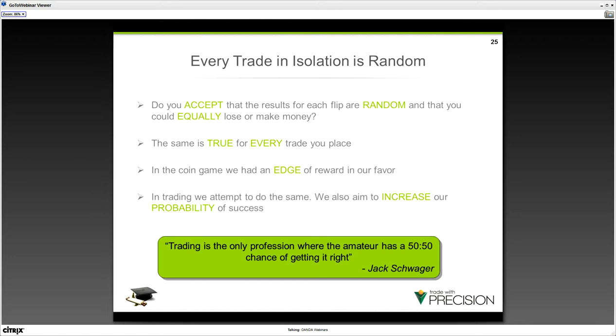So just like the coin toss example that we just looked at, you had to accept that the results of each coin toss were completely random, where you could either make money or lose money on each coin toss. So it's the same thing really in trading, right? We have to accept that the results of each trade are random, and we can either make money or lose money on each and every trade. So with the coin toss game, we discussed the fact that we had an edge from the beginning, right? The reward to risk was in our favor, and that gave us a higher probability scenario. So even if we lost more often than we won, the game still had a good probability of being profitable for us.